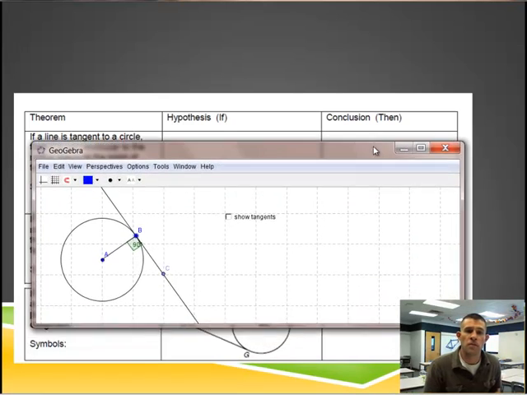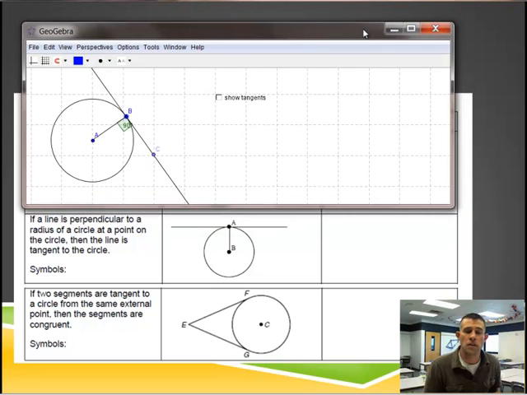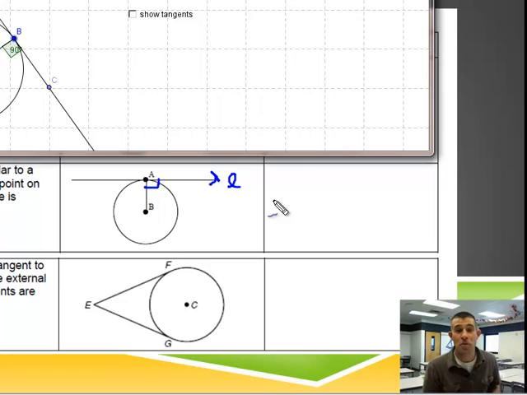The next one we're going to take a look at is its converse. So conversely, if a line is perpendicular to a radius of a circle at a point on the circle, then the line must be tangent to the circle. Therefore, if I know this is a 90-degree angle, then I also know that this line L is tangent to that circle, and therefore is perpendicular to that radius AB.